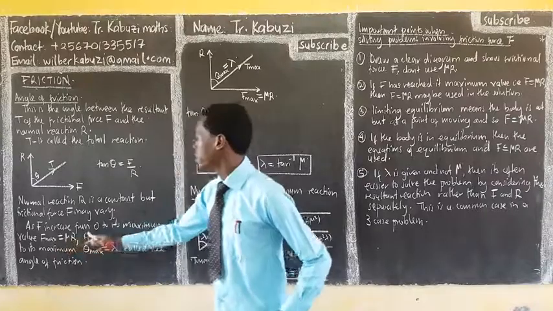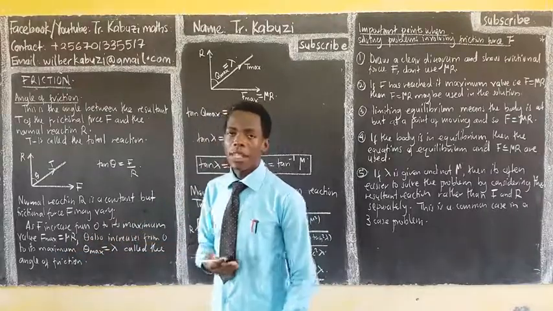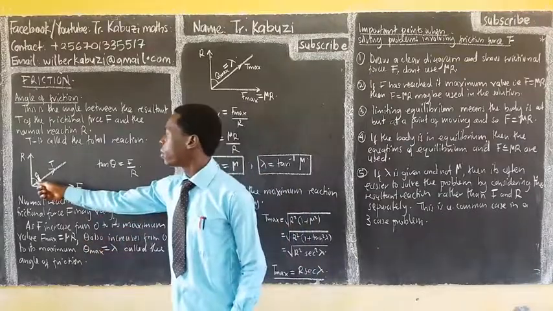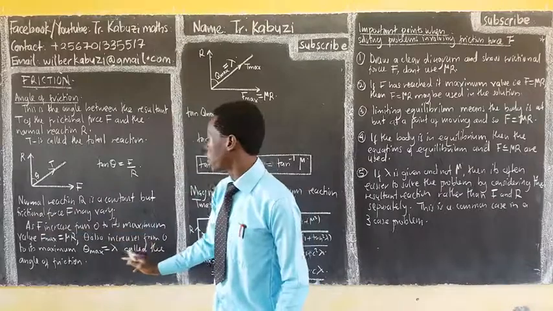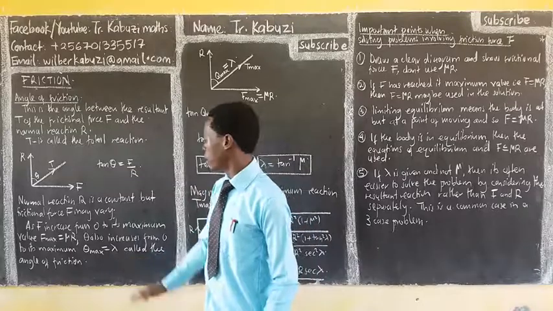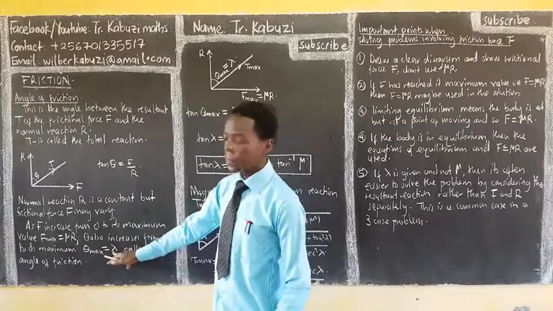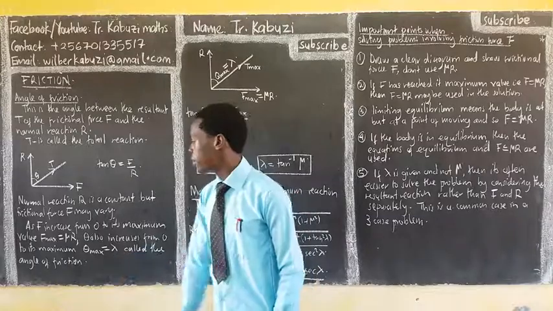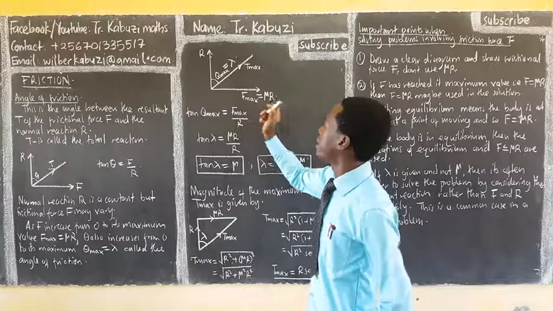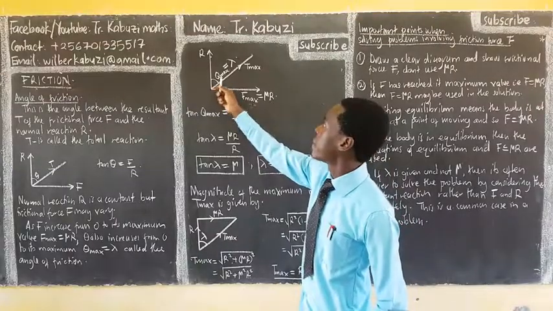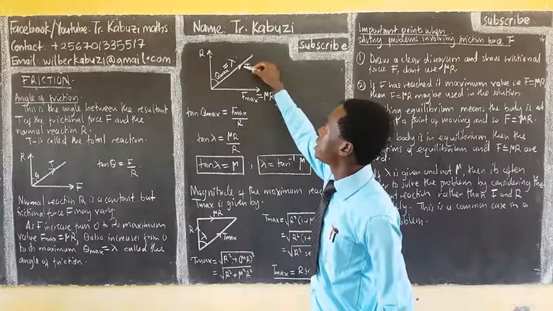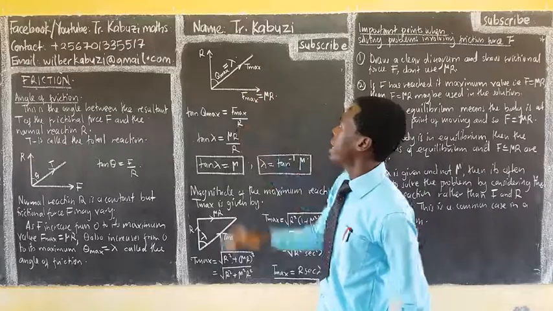So if F increases from 0 to its maximum, remember the maximum value of the frictional force is mu R, theta also will increase from 0 to its maximum, theta max, equal to lambda, and this lambda is called the angle of friction. Where F is at maximum, theta will also be at maximum, equal to lambda, and then the resultant will be T maximum, the total reaction, will also be at its maximum.